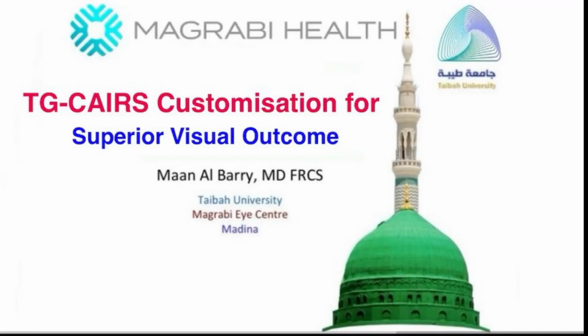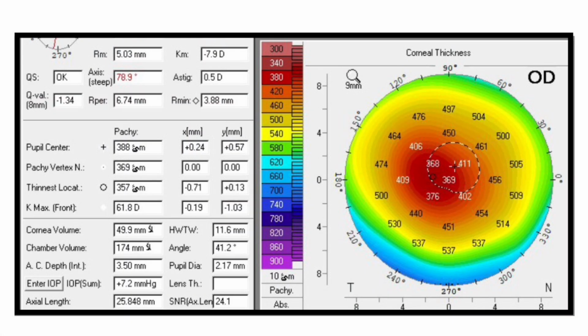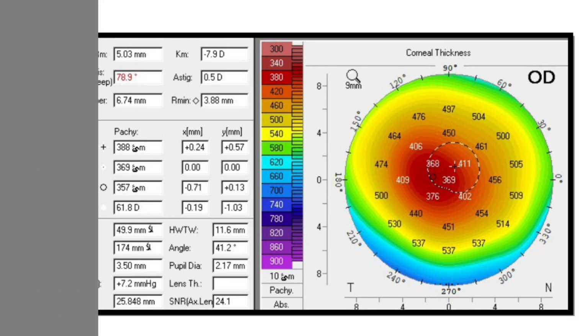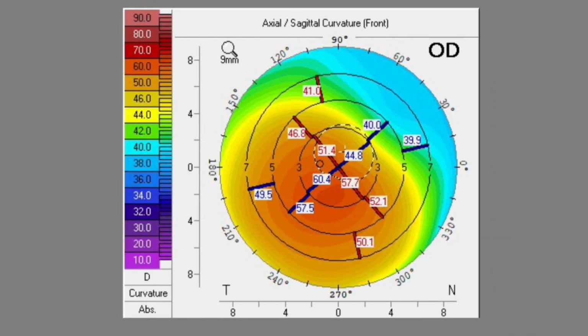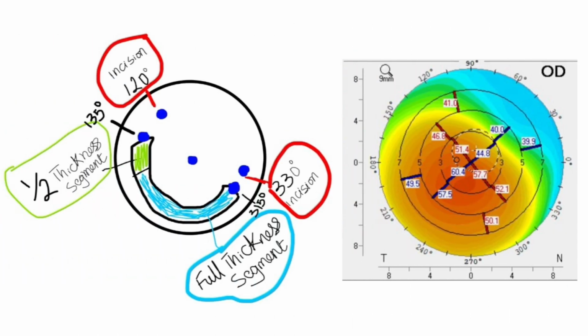Dear colleagues, I would like to share with you two cases of topography guided CAIRS customization for superior visual outcome. In this case, the patient has the thinnest cornea of 357 microns. And as you can see, the patient has significant steepening centrally, Kmax 60.4. His inferior nasal steepening is 52.1, whereas his superior temporal steepening is 46.6.